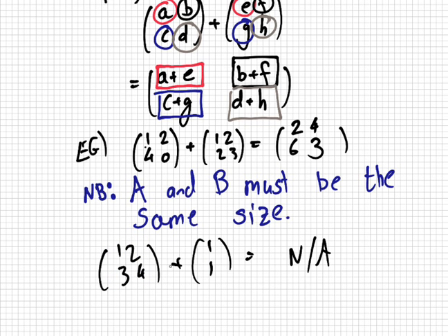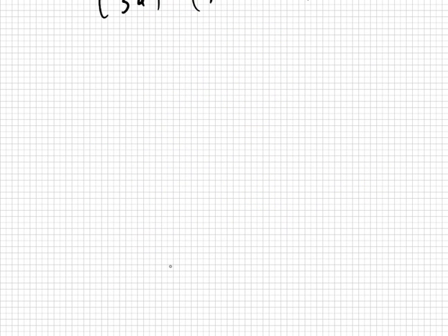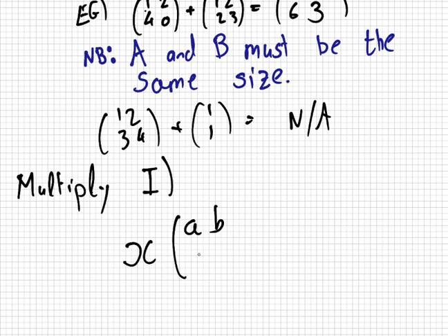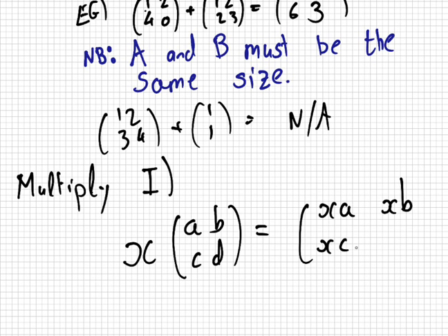Okay. Now, that's adding and subtracting, really. What about multiplying? Well, there's two types of multiplication. So first one, multiply 1. I'll do the easy one first. This is when you have a number and you want to multiply it by a matrix. Again, it's easy because it's what you expect. You multiply each part of the matrix by the number on the outside.